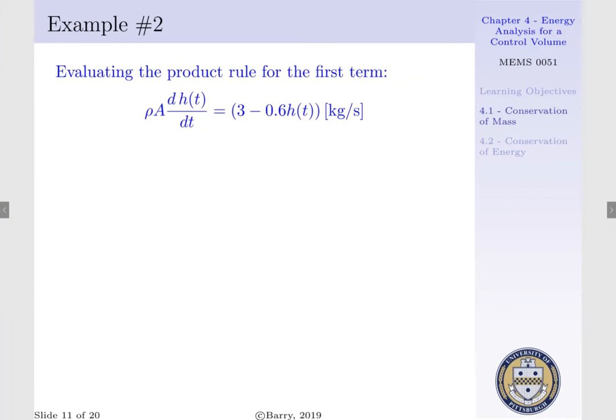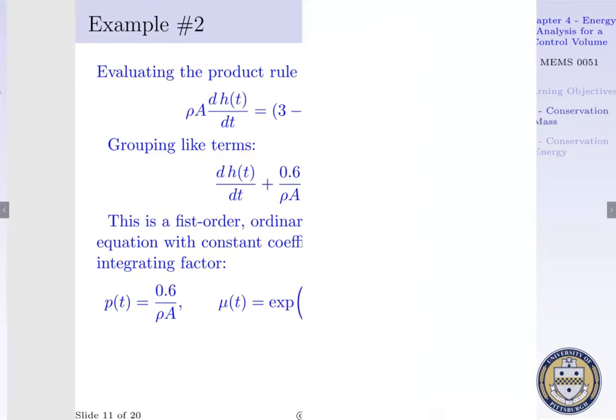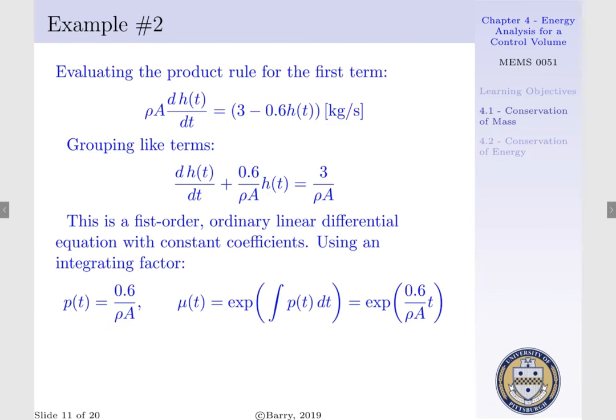Now, if we evaluate the product rule of our first term, recognizing both our density and area are constant, we have rho A dh/dt is equal to 3 minus 0.6 h. If we divide by rho A and move 0.6 h to our left-hand side, i.e. grouping like terms, we have the following. dh/dt plus 0.6 over rho A times h is equal to 3 per rho A. We recognize this is a first-order linear differential equation with constant coefficients.